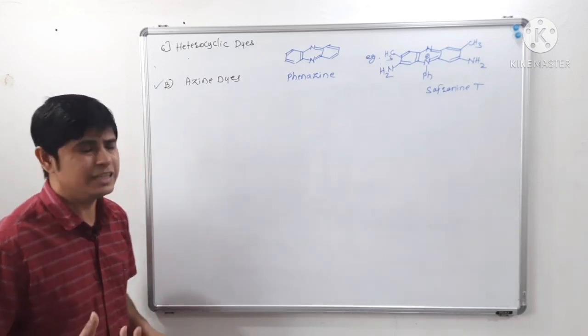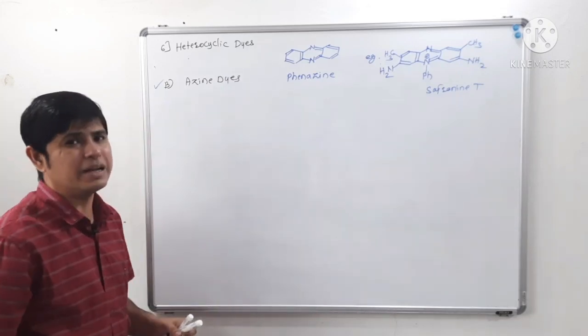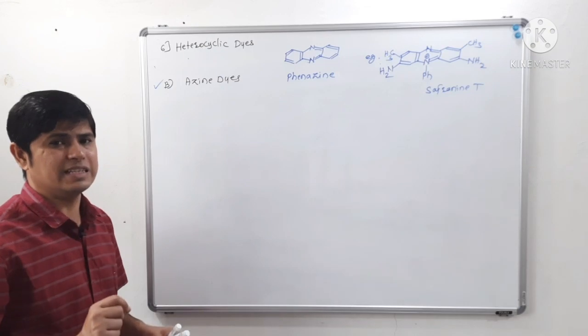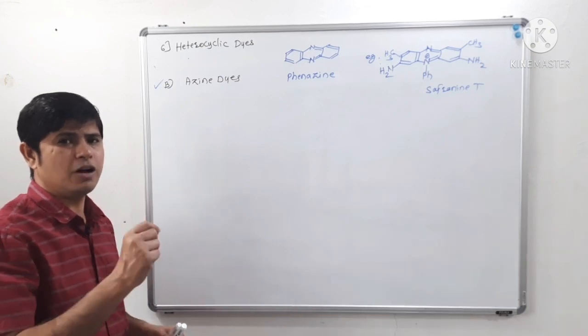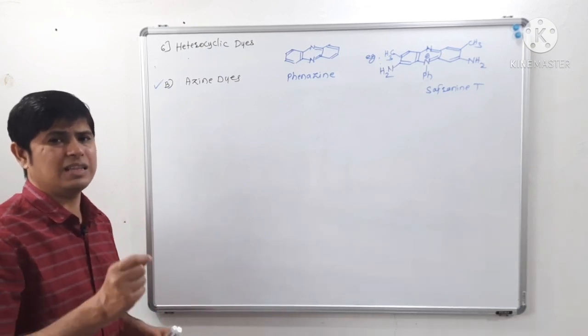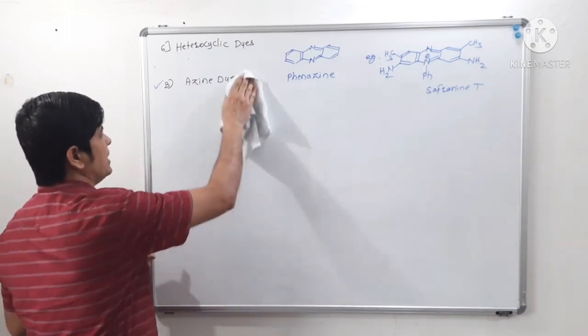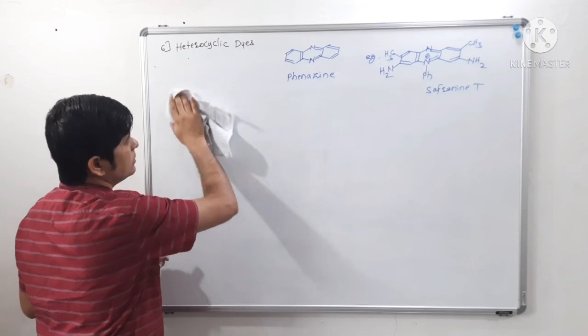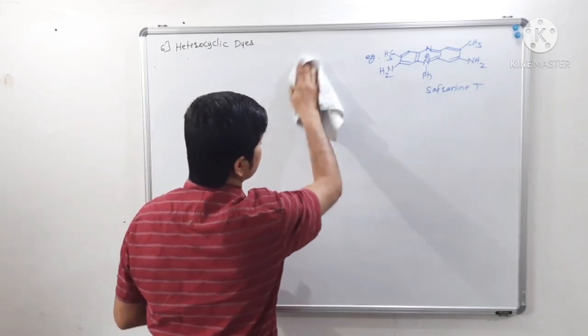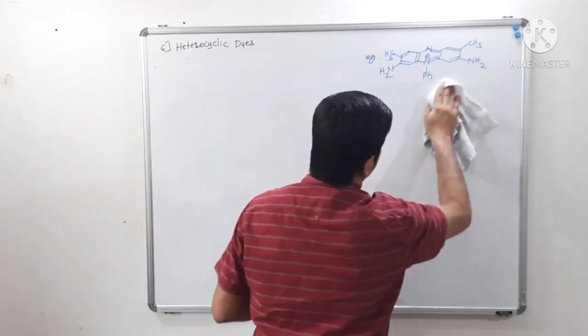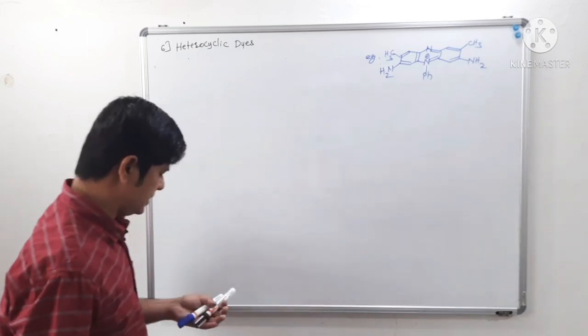So safranine T belongs to azine dyes, while methylene blue belongs to phenothiazine dyes or thiazine dyes. Now let us see the synthesis of safranine T.